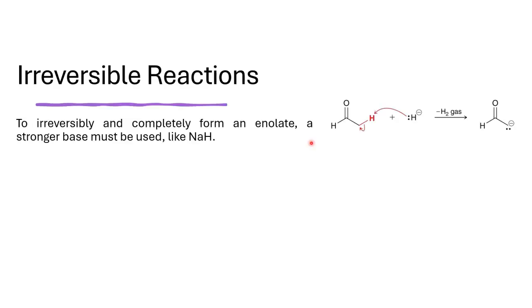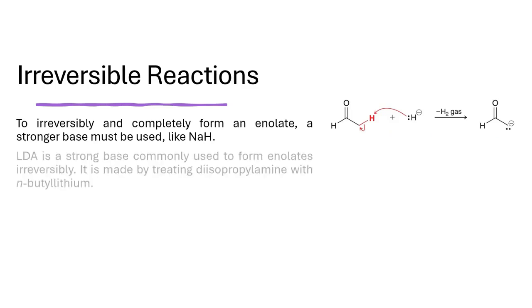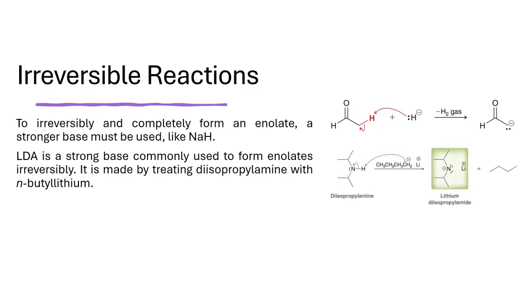Irreversible reactions. To irreversibly and completely form an enolate, a stronger base must be used, like sodium hydride. Hydride is a strong enough base to abstract the alpha proton, and that will release hydrogen gas as well as the enolate. Another strong base is LDA that is commonly used to form enolates irreversibly. LDA is made by treating diisopropylamine with n-butyllithium. LDA stands for lithium diisopropylamide.